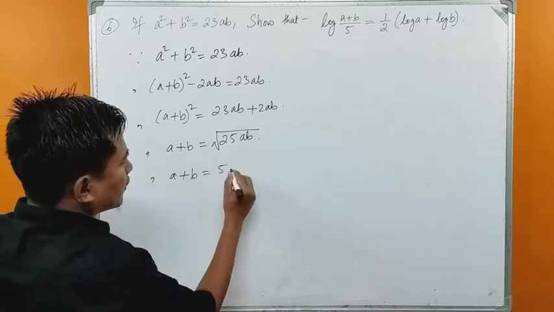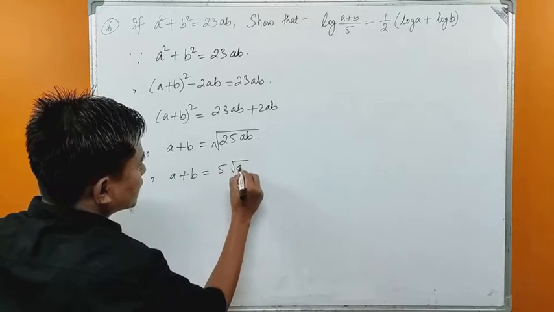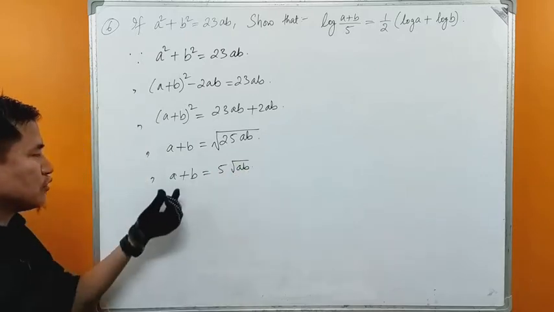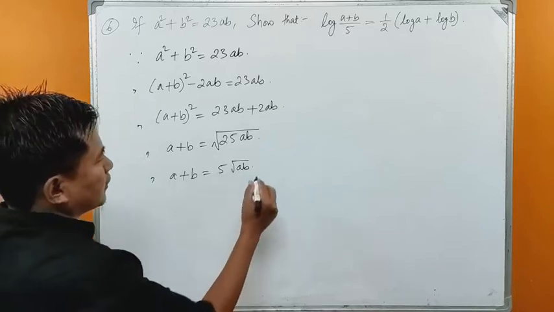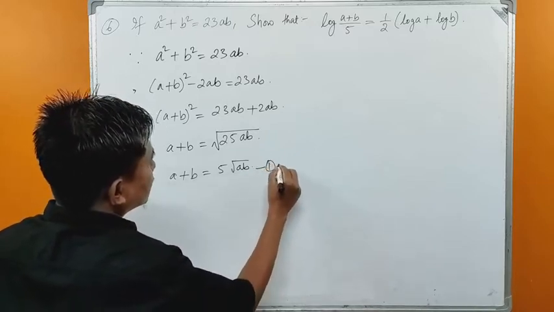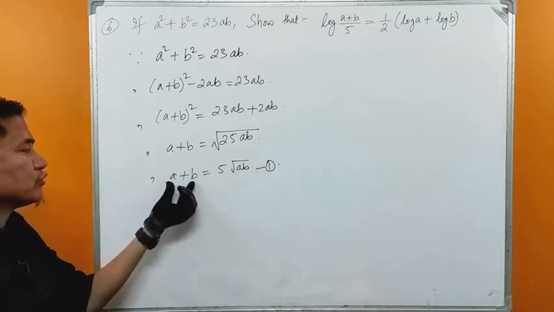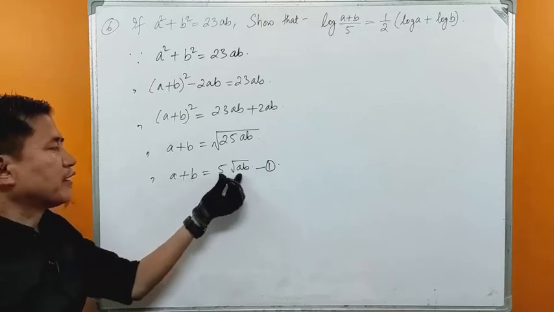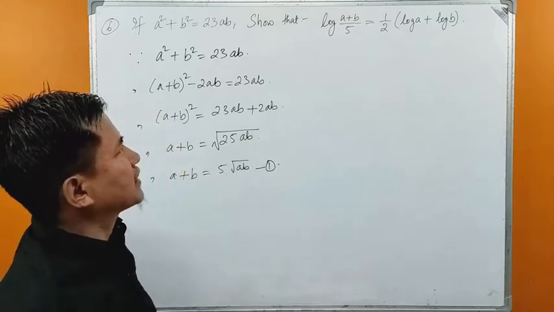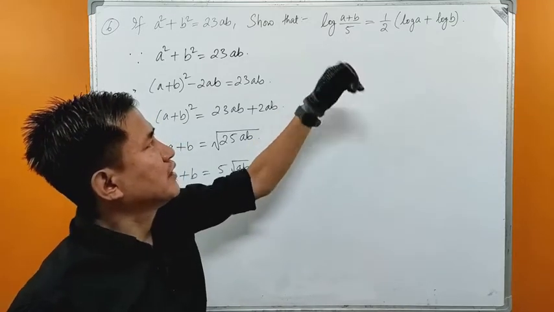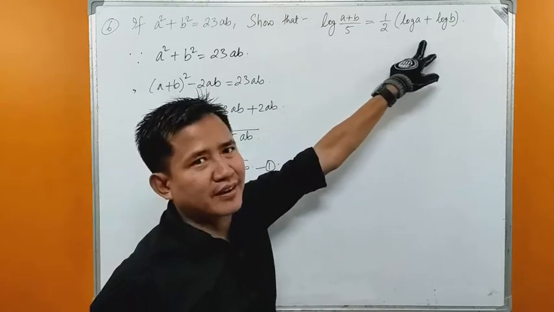Now ab remains within the root. Okay, so a plus b equals 5 into root ab. Now let us assume this is equation 1. We are going to use the value of a plus b, that is 5 into root ab, here. Now let us take the left hand side of the equation and prove the right hand side.